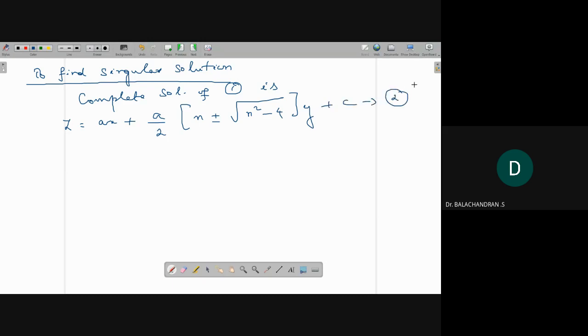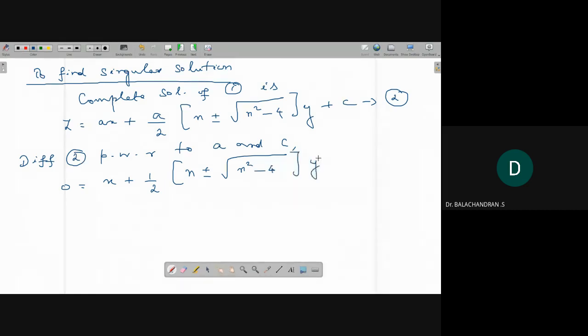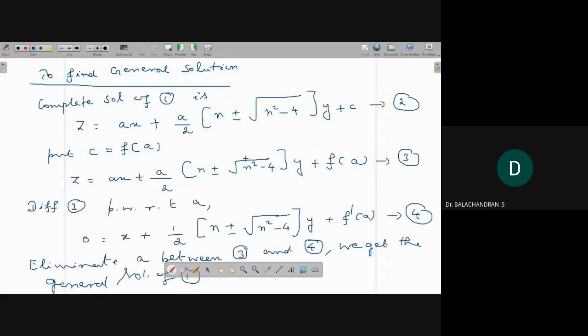Okay, now the procedure I gave, we need to differentiate this complete solution partially with respect to A and C. If you differentiate partially with respect to A, you'll get 0 equal to x plus 1 by 2 into n plus or minus root of n square minus 4 into y. Okay, we call this equation number 5.